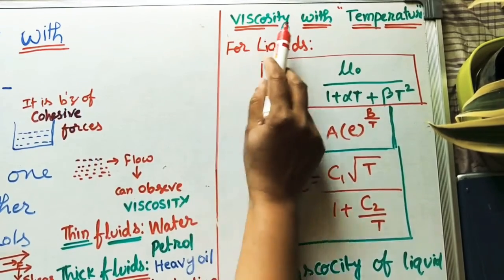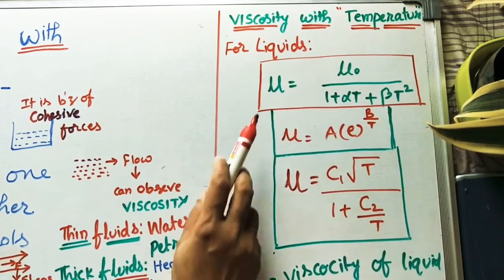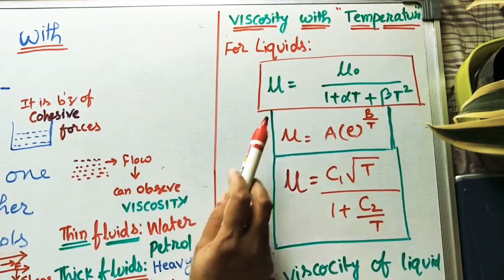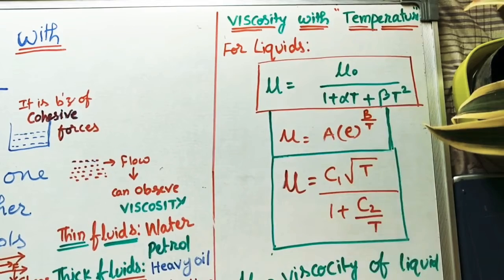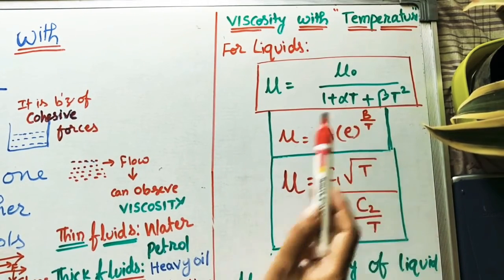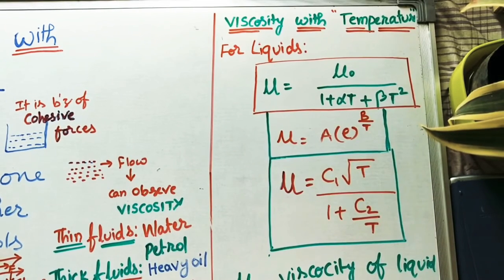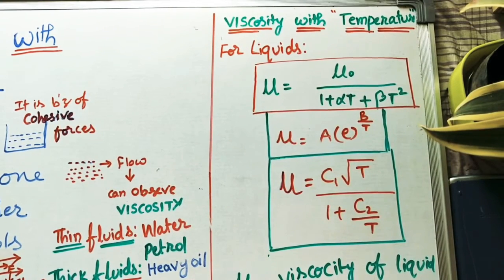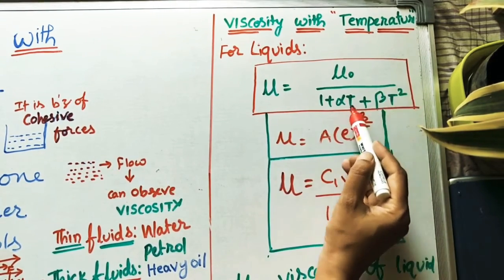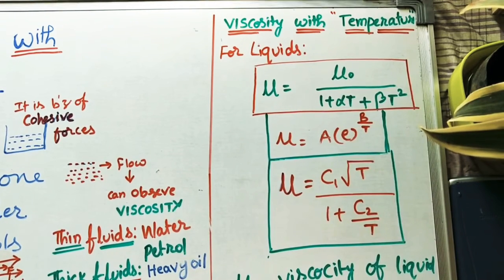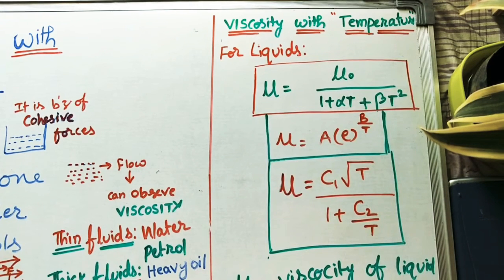For finding the viscosity with rise or fall in temperature, for liquids, we are using these three formulas. First one is mu is equal to mu naught divided by 1 plus alpha t plus beta t square. Here alpha and beta are the constants. Mu naught is the dynamic viscosity of the given liquid at 0 degree C, and T is whatever temperature is given. We have to take it in Kelvin. If 25 degrees C is given, in Kelvin means 25 plus 273. We will get the answer in Kelvin.